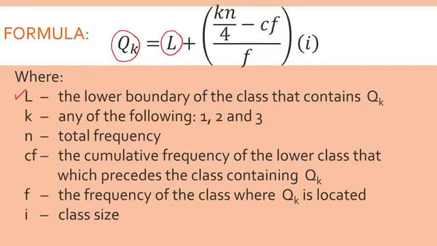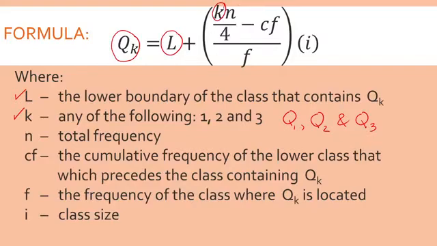Now take note, when you solve the quartile, it's similar to how you solve the median. But take note, the formula here is different. It's kn over 4. In your median, it's only n over 2. So k here is simply any value from 1, 2, and 3, because we will be solving the first quartile, the second quartile, and the third quartile. We will be solving only 3 quartiles in every set of data that we will have.